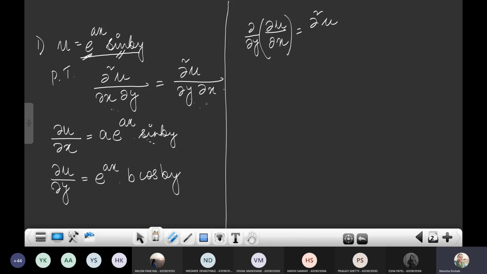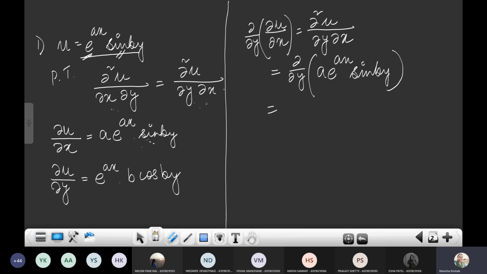So this is del square u del y del x, which is equal to del y of del u del x, and del u del x is a e power ax into sine by. Now we are differentiating this with respect to y, so a e power ax will behave as a constant, and then here we will get b cos by. So that is equal to ab e power ax into cos by.